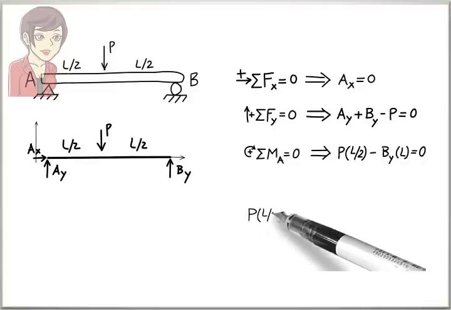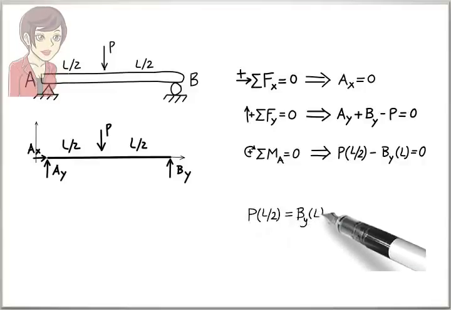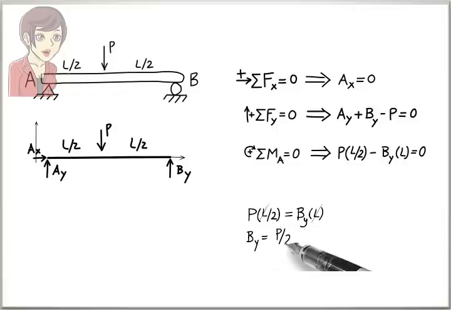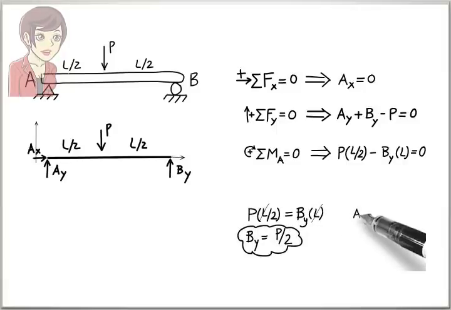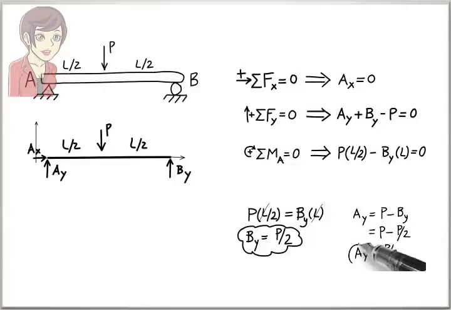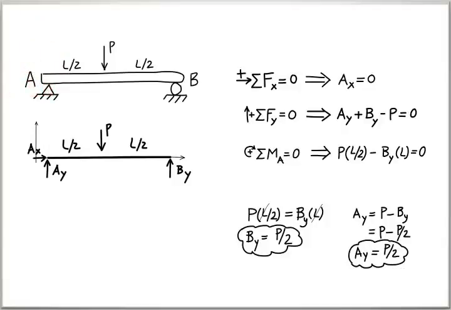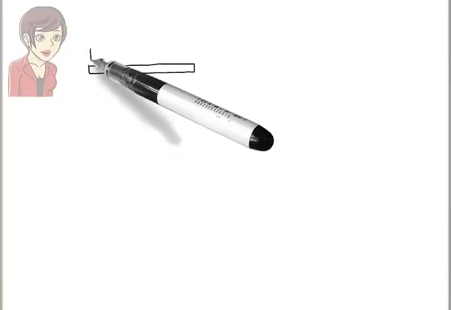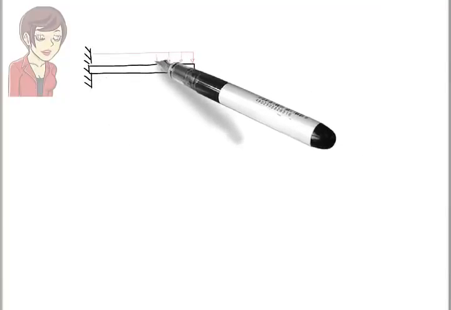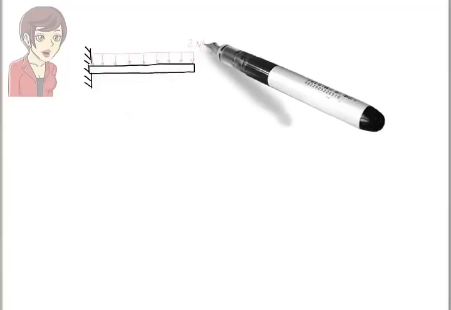Solving the third equation for BY gives us BY equals P divided by 2. Solving the second equation for AY gives AY equals P divided by 2. Before we end this session, let's look at two more examples. Here, we have a cantilever beam subjected to a uniformly distributed load.